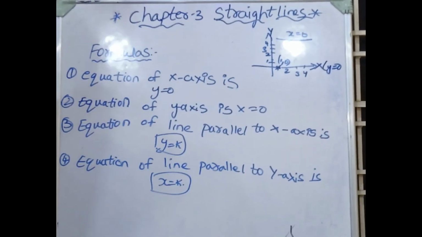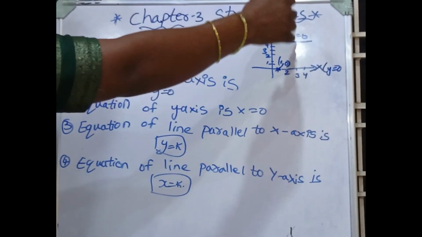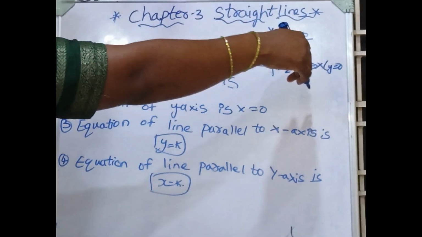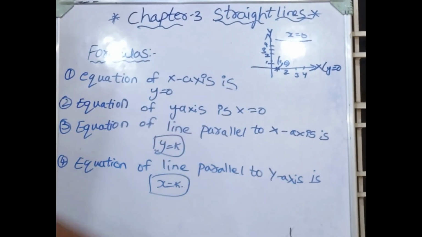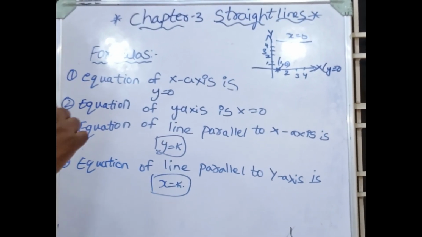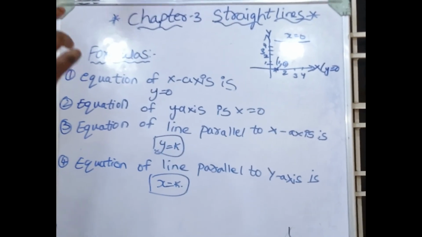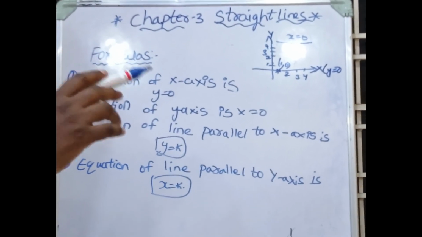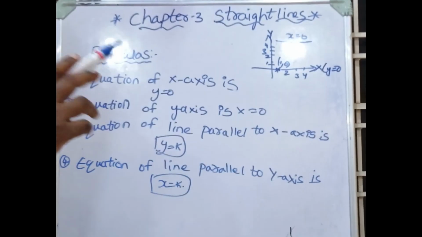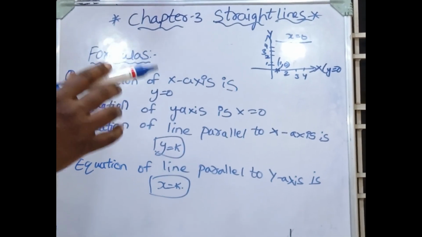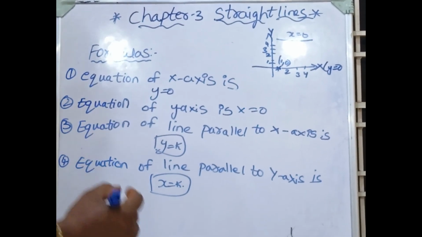These are the formulas. When the line is parallel to the x-axis, the y value is a constant, and the equation of a line parallel to the y-axis is x equal to some constant. And the y-axis equation is x equal to 0.